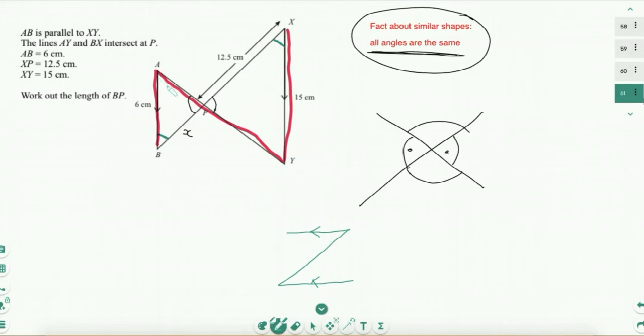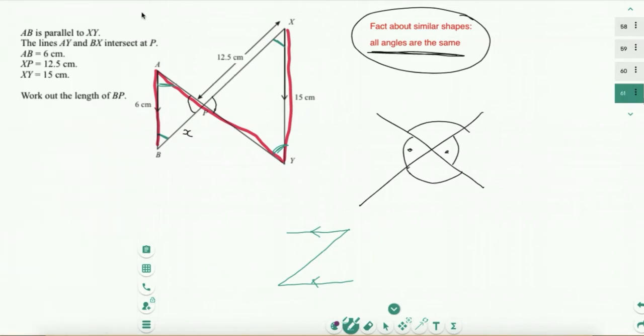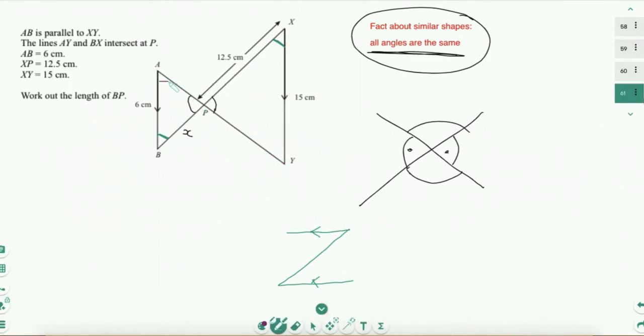So this angle here must be the same as this angle here. Let's call this the purple angle. So this angle here is exactly the same as this angle here. So since both these triangles have matching angles, we know that these two triangles are similar.